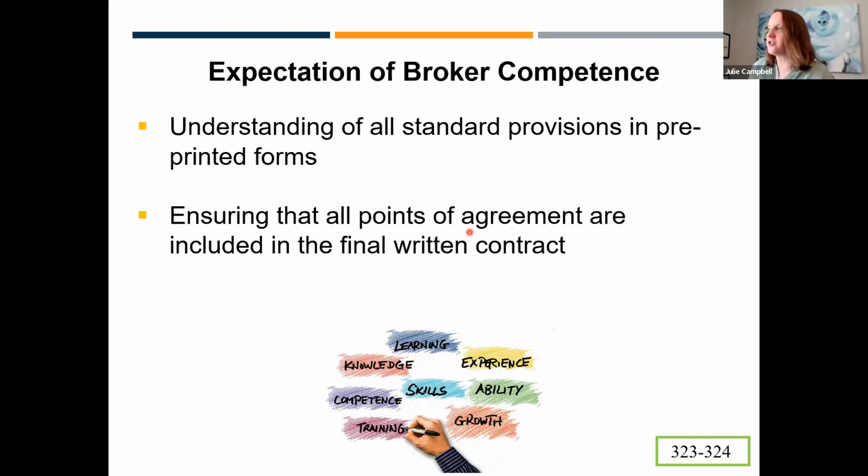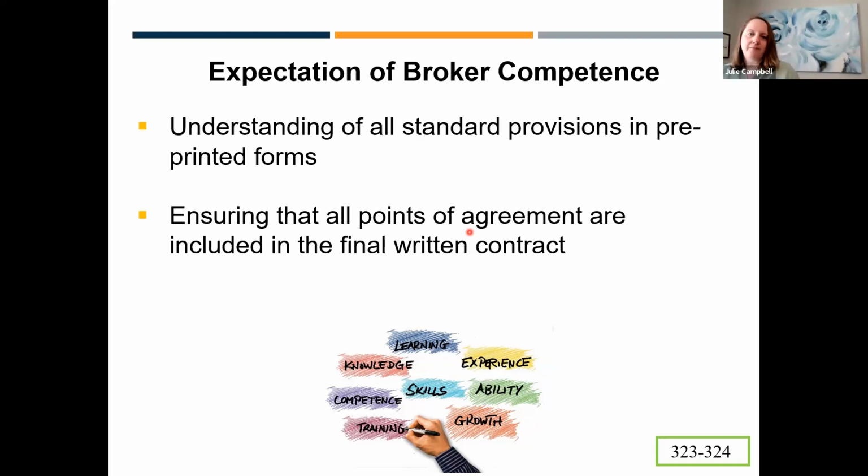Understanding all the provisions of the form, of the contract, any addenda or amendment. And then making sure everybody signs it, making sure that that final written word has all the points of the agreement in it. That's that parol evidence rule we talked about yesterday. Just making sure everybody signs it and dates it, that it's complete and everything is in there that needs to be.